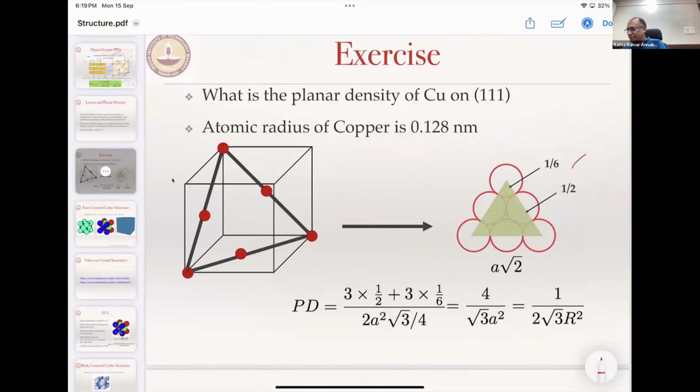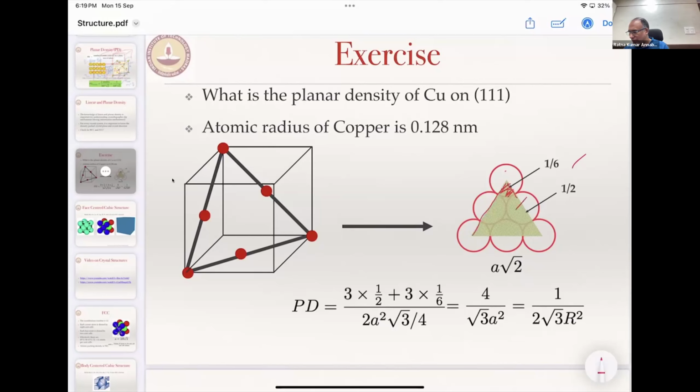This is the 111 plane. When you increase the size of these atoms until they touch, this is how the 111 plane looks. If you draw the plane, only 1/6 of that plane is occupied by that atom.